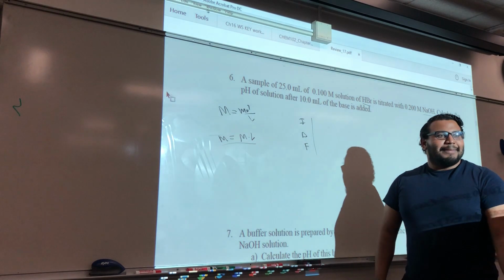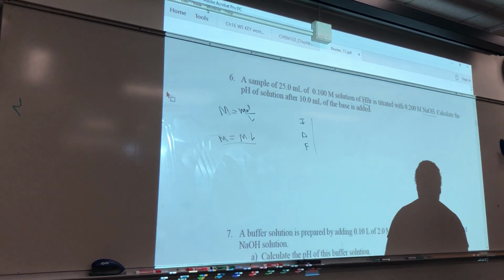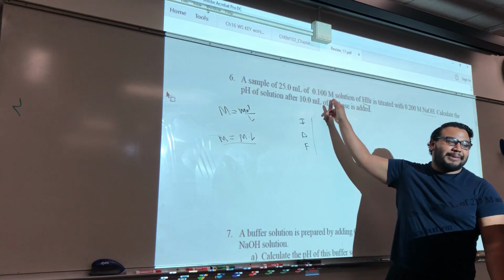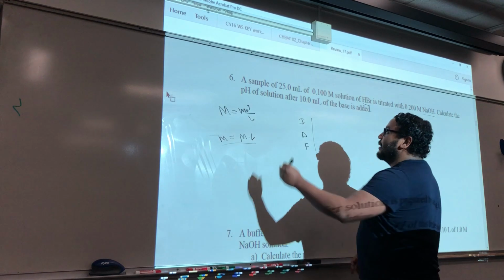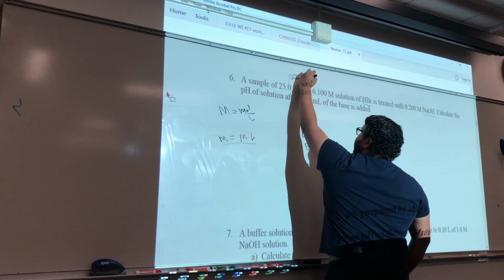Is this a mole crowd or a millimole crowd? Mole it is. Okay, so you tell me then, we have to convert that to liters first before we multiply them, right? Yeah. What is that then, the first one? 0.025. And that's moles.